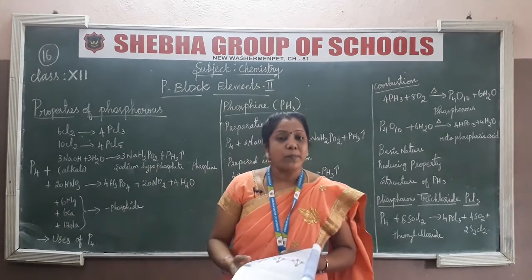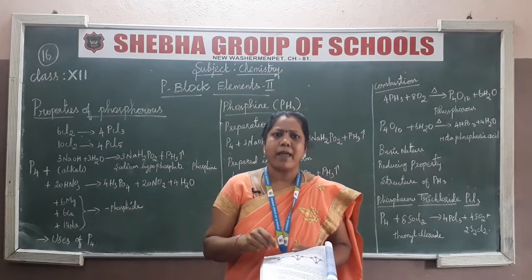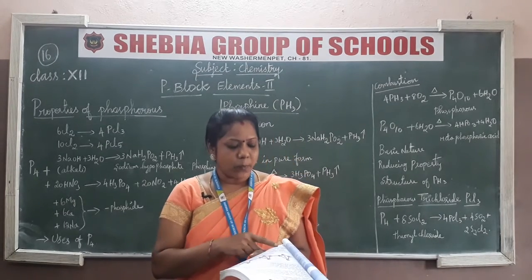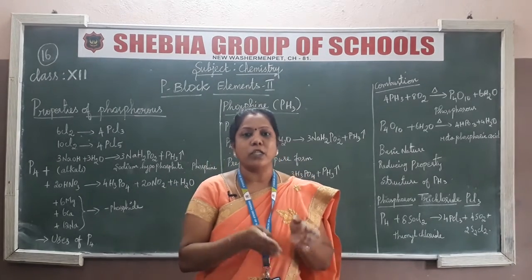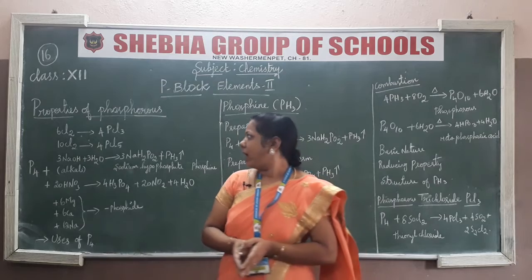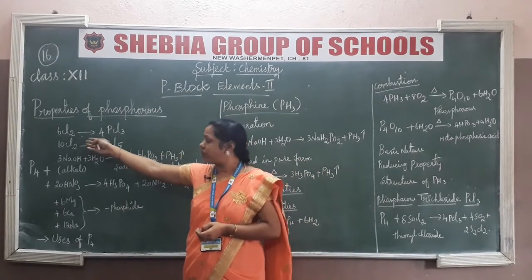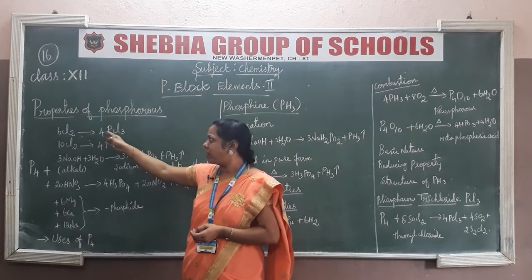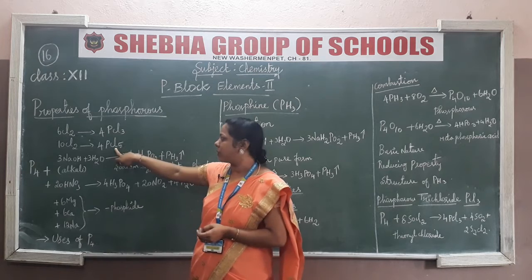Another one is the red phosphorus. This red phosphorus also reacts with air, and we can get phosphorus trioxide as well as phosphorus pentoxide. Another property of phosphorus is that it reacts with chlorine, and we can get phosphorus trichloride as well as phosphorus pentachloride.